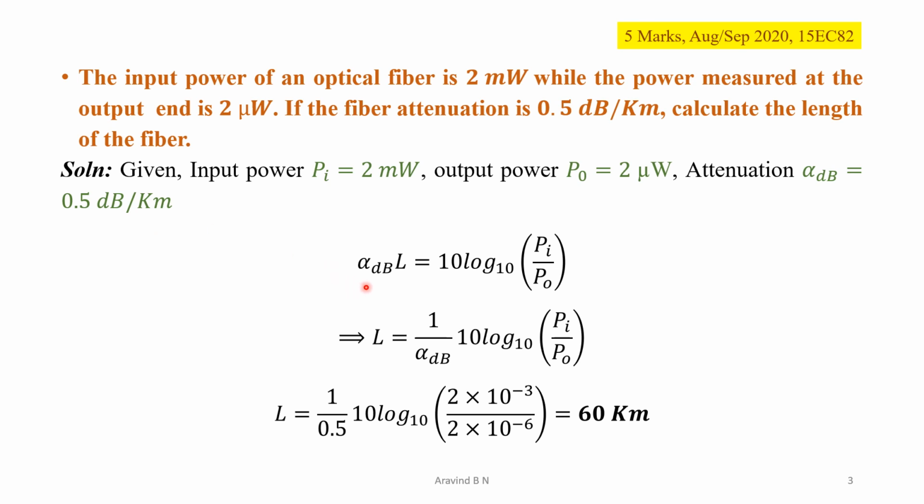The formula is alpha in dB into L is equal to 10 log Pi divided by P0 to base 10. So we need to calculate the length. Therefore, the expression can be rewritten as L is equal to 1 divided by alpha in dB, so this alpha in dB has been cross multiplied to the right hand side. Therefore, it will become 1 divided by alpha in dB into 10 log Pi divided by P0 to base 10. Now we know Pi, P0 as well as alpha in dB. Make a substitution to all of them. So we are going to get the total length as 60 kilometer.